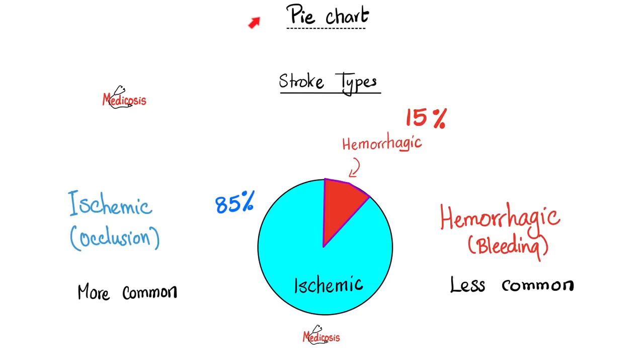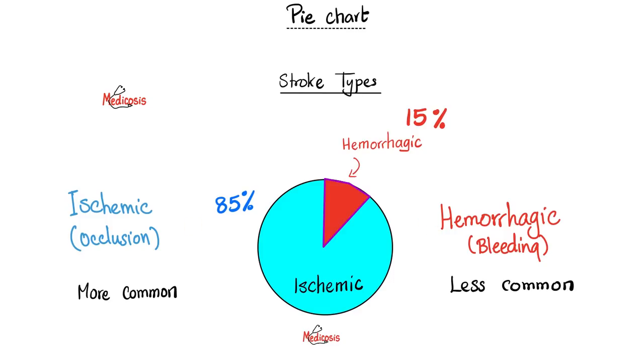The third method of data visualization is the pie chart, which looks like a pie. Here we're talking about the different types of stroke. Doctors have gathered data from many patients who suffered from a stroke, and they found out that about 85% of patients, if not more, had ischemic stroke, and about 15% had hemorrhagic stroke. Ischemic strokes are caused by occlusion, whereas hemorrhagic strokes are caused by bleeding. Please refer to my neurology playlist to learn more.